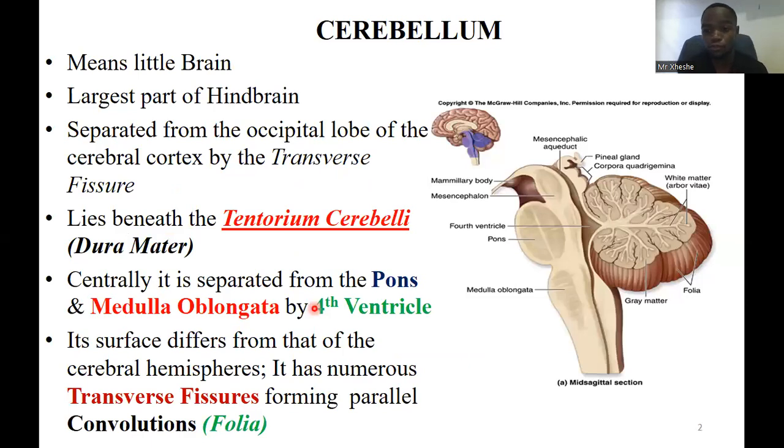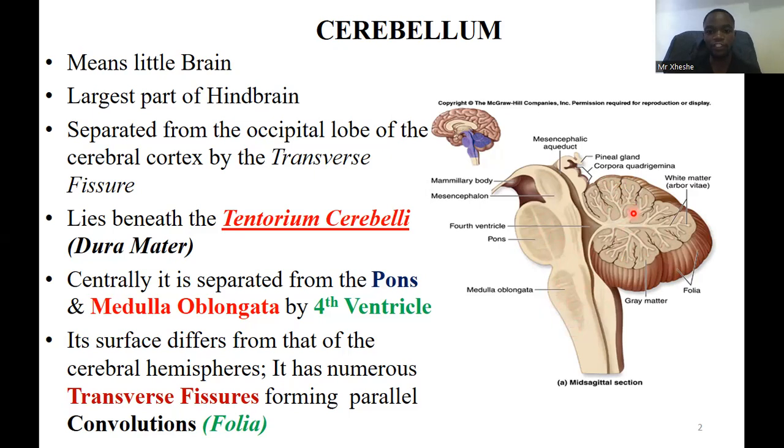So the brain is divided into three parts. We have the forebrain, this one here, plus that part, the midbrain, that part, then the hind brain, that part, which is pons, medulla oblongata, and of course the cerebellum. Now, the cerebellum is the largest part of the hind brain of these three structures. It is separated from the rest of the cerebrum or the other parts of the brain.